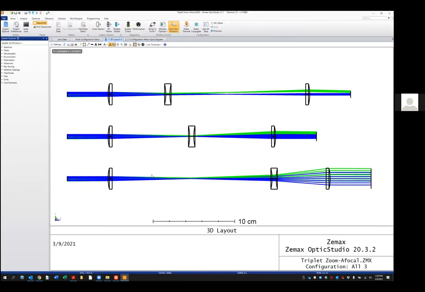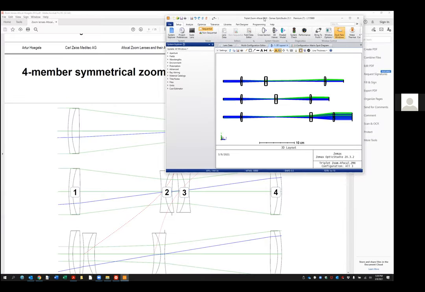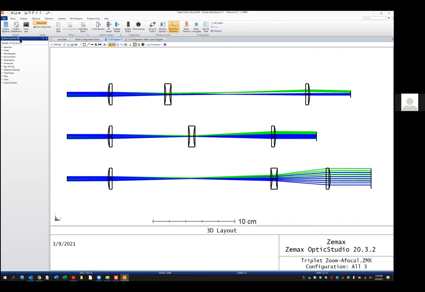I posted a Zemax file that's called triplet zoom afocal. So go ahead and download that. And I haven't finished writing project 8 yet, but project 8 will be posted by Thursday. And I'm going to ask you to use a few of these features. So take a minute to download that, then we'll go through these features, then we'll take a short break, and then Jace will be here. So I'll give you a minute to download.